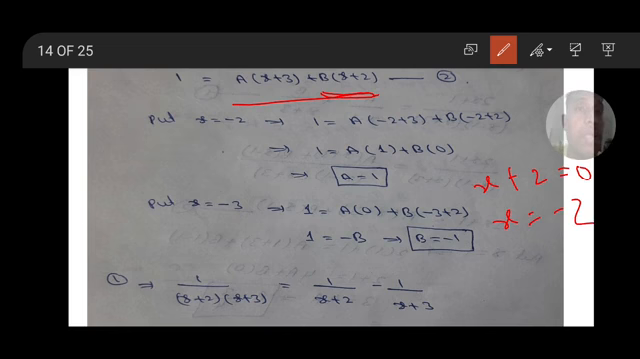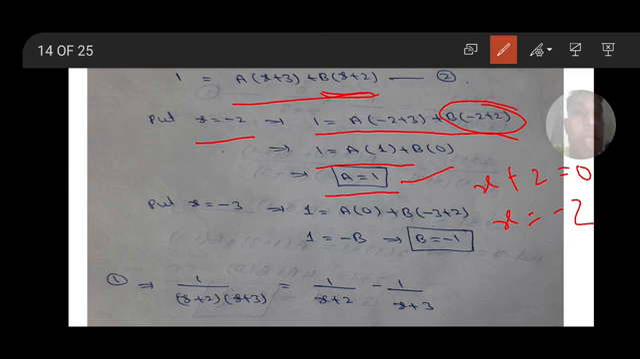So substitute x equal to minus 2 in the equation 2. We get 1 equal to a into (minus 2 plus 3) plus b into (minus 2 plus 2). Minus 2 plus 2 means it is total 0. 0 into b is 0. That is 1 equal to minus 2 plus 3, which means 1. A into 1 means a. Therefore, a equal to what? 1.